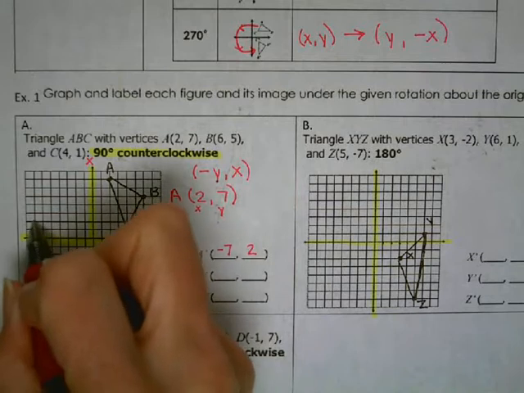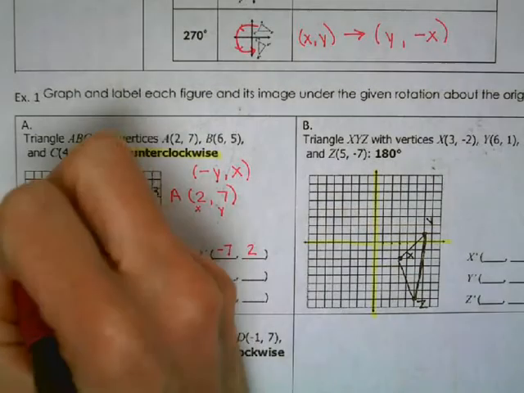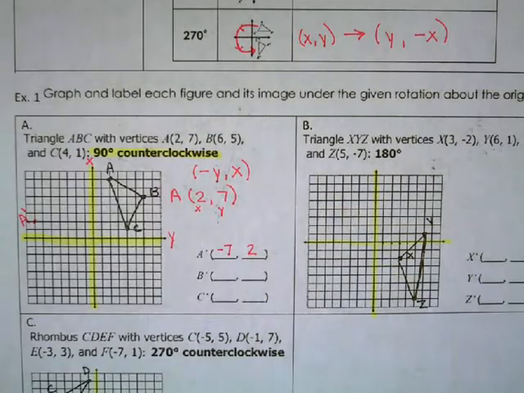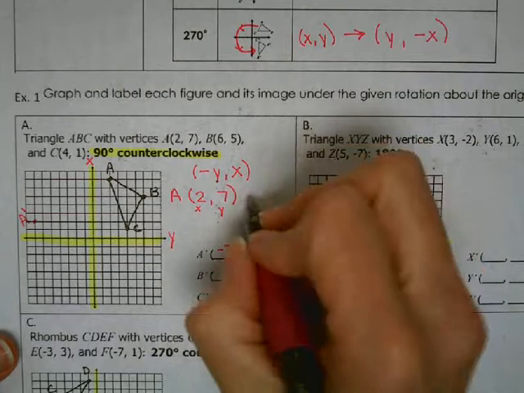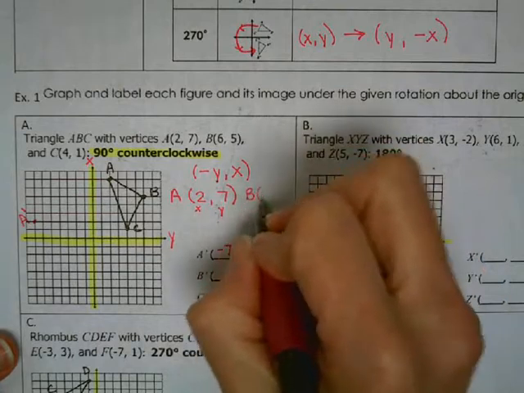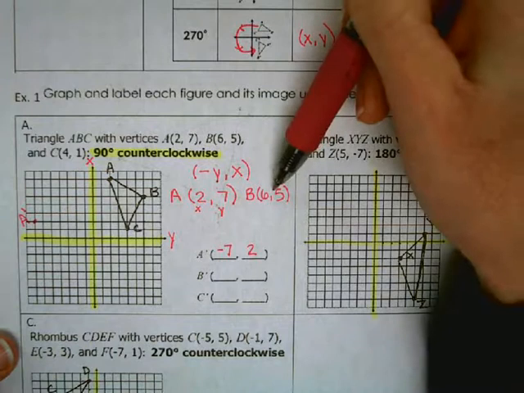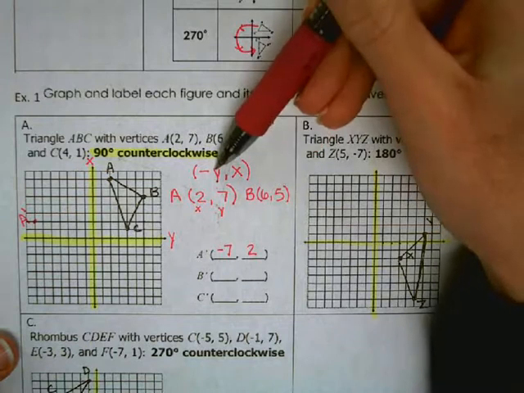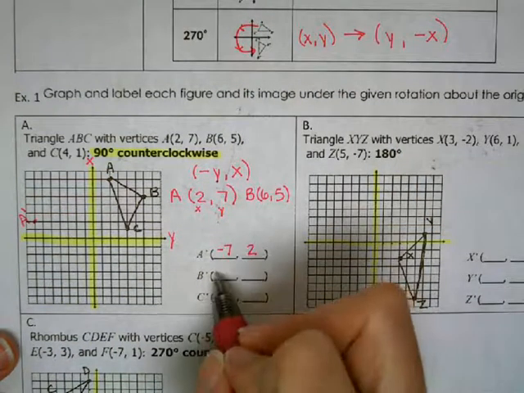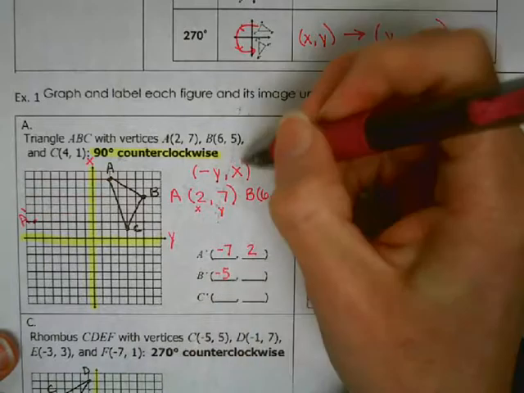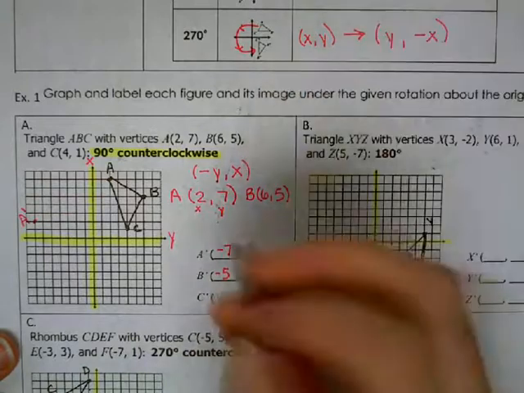So here is the new value of A, so I'll put a little apostrophe next to that so you can see that. Doing the same idea for B. Your B value is at 6, 5. If you put the y value in the formula here, the opposite of 5 would be negative 5. And then the x value goes in that spot. So this would be 6.